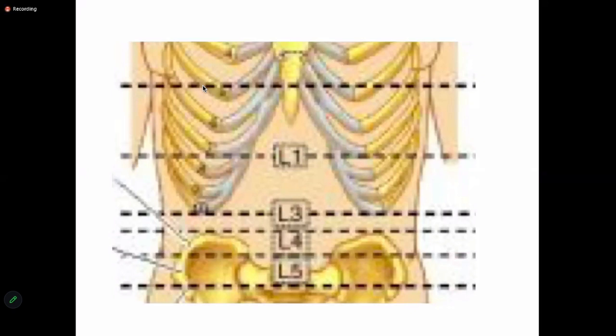Umbilicus. So if you get an aneurysm, a pulsatile mass above the umbilicus, it is probably abdominal aortic aneurysm. If it is below the umbilicus, unlikely to be an aneurysm from the abdominal aorta. Right. So remember those little lines or little levels, right?